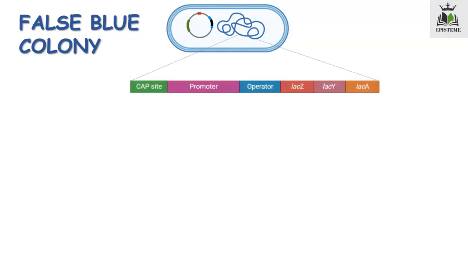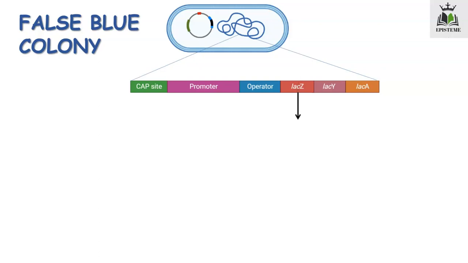Now there are chances that you can get a false blue colony. Let's see the reason for that. So you have a normal E. coli cell again. Earlier, we considered only the plasmid sections. But a bacterium also contains a bacterial chromosome, which contains bacterial DNA, and that codes for the lac operon. This is the lac operon region containing the CAP site, promoter, operator, lacZ, lacY, and lacA. This set is called the lac operon.